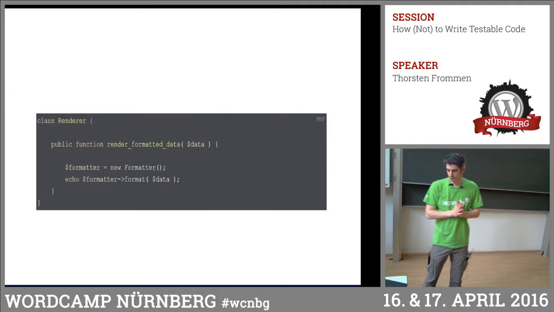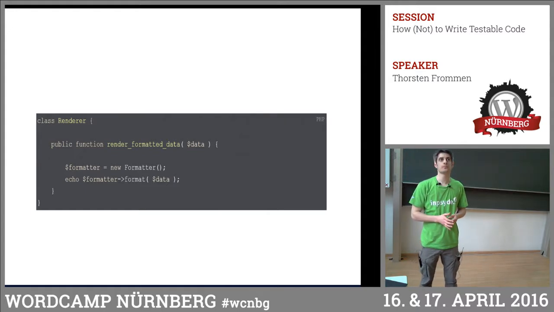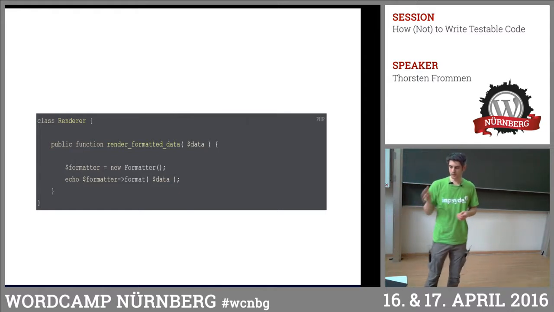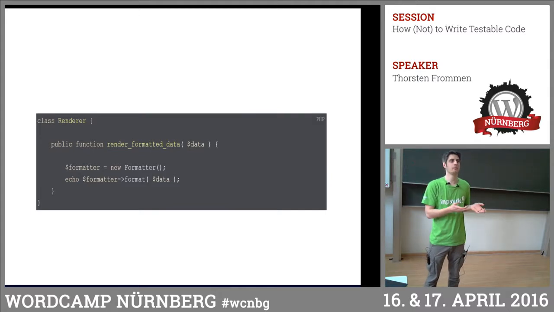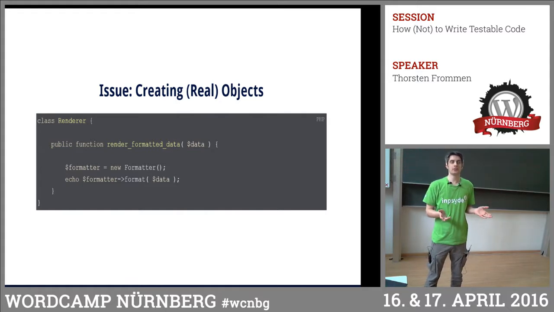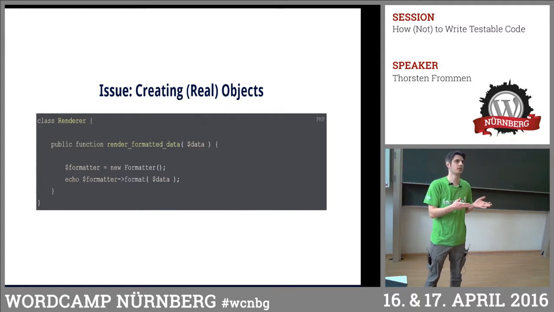PHP example again, what's the problem here? Or not the problem, but what might be an issue here? Exactly. The render formatted data method is actually just a wrapper for a method on an object that I create, and the problem is I actually execute the real methods on that object. So I cannot mock that. What I could do is, in my test autoloader, not load the actual formatter class and provide some stub class instead. So I just include what my tests are using and return some data that I just know.